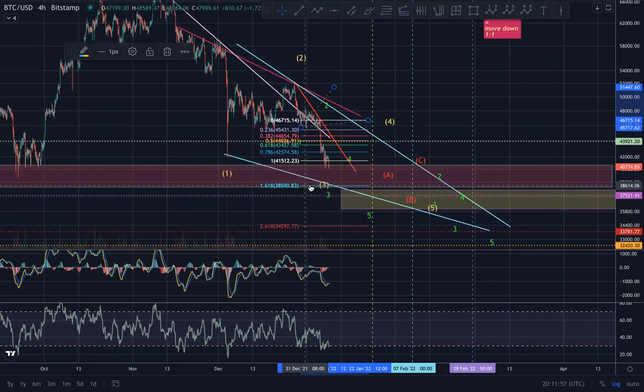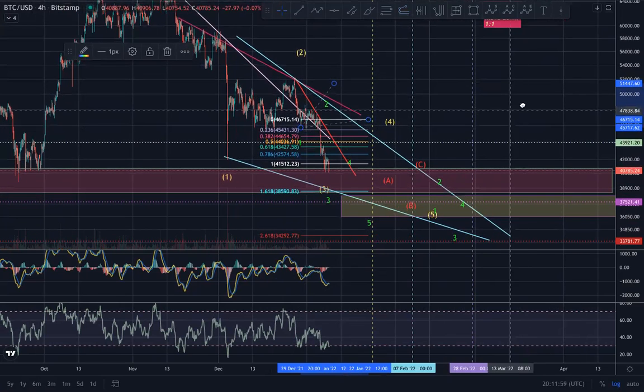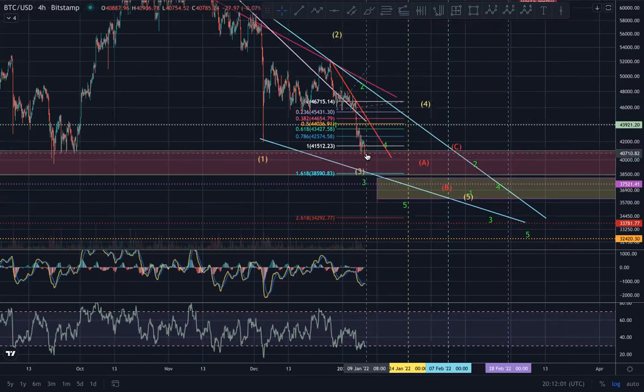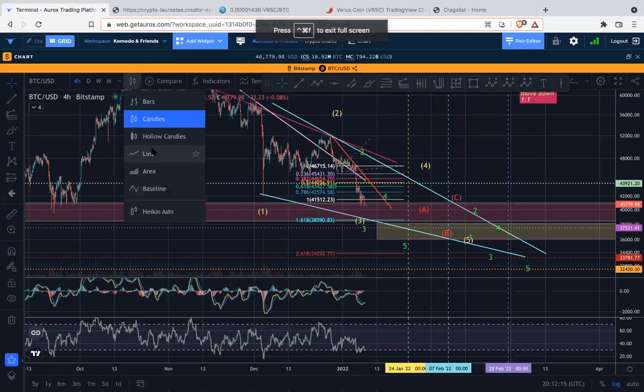Which brings us here to this about 38.5 level, 38,500 level. So we can expect, as we're coming up to the end of the week, maybe a Sunday dump, something like that, into this 38,000 level. I think that's possible, especially with a wick, if we're playing with wicks. But even on a closing basis, let's go to the line chart.